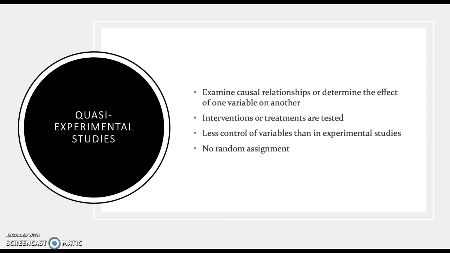The next one is called quasi-experimental studies. Of course, as you can guess, the next one will be experimental studies. So this is research that's in between correlational studies and experimental studies. It examines causal relationships and determines the effect of one variable on another. And you can test interventions or treatments, but you don't have enough control of the variables compared to experimental studies, and you don't use random assignment. The reason quasi-experimental studies are very popular is because usually these types of studies are done in a natural environment.